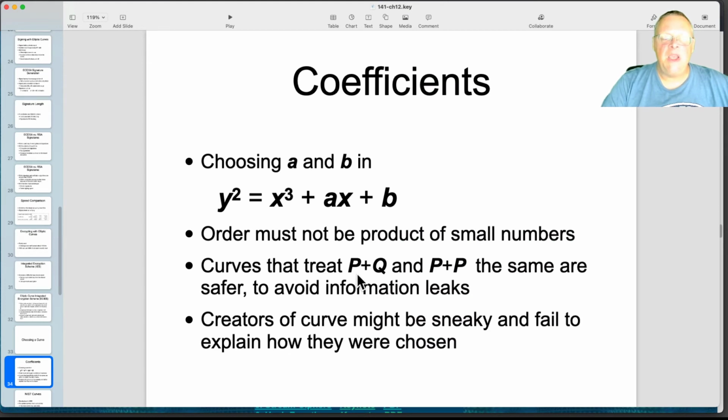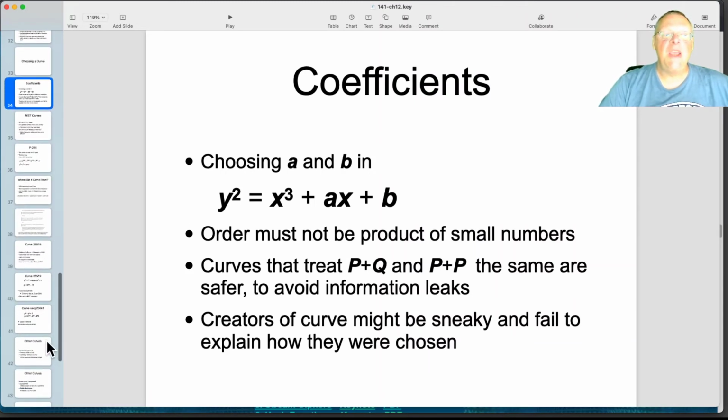Now, some curves let you calculate P plus P with the same algorithm as P plus Q, and that would be nice, so you don't have a timing leak showing if you have P plus P or P plus Q, that sort of thing. And as we're going to see, there are some curves that are weak, so it really would be good if the people that made the curve you're using would explain exactly how they derived these numbers. Otherwise, you might be worried that they've chosen numbers that make it possible to reverse it.